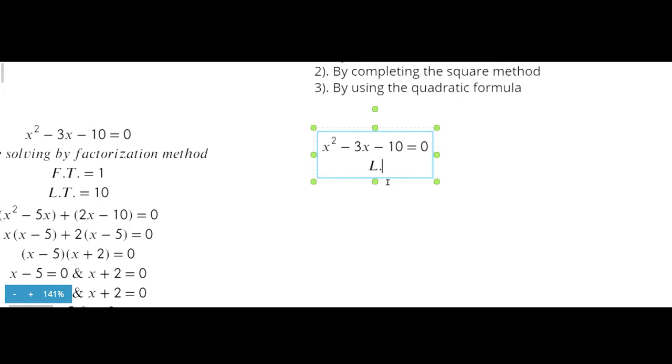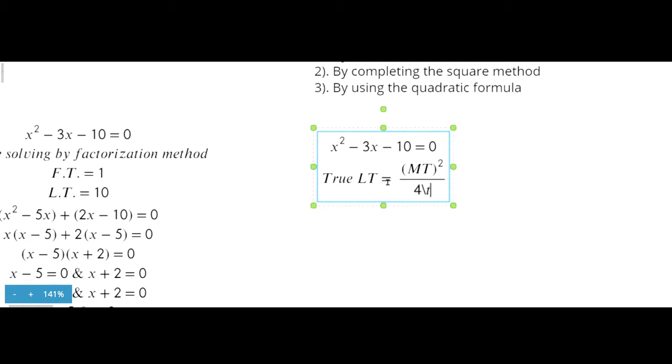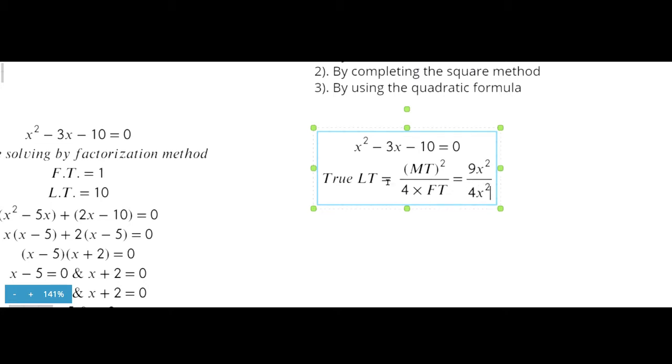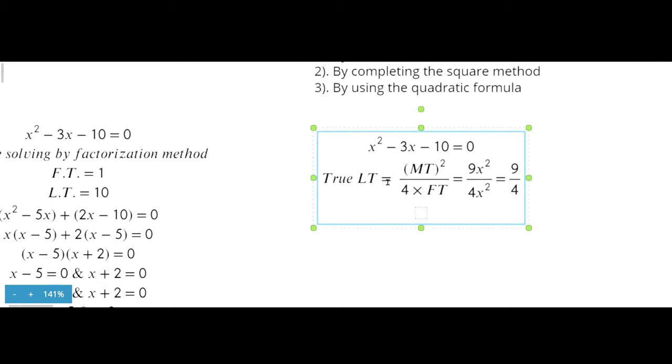So what I will do is find the true last term for this equation, and that can be found using the formula: middle term square divided by 4 times the first term. The middle term in this case is 9x squared, divided by 4 times the first term, so 4x squared, which is equal to 9 divided by 4. So this should be your true last term for this equation.